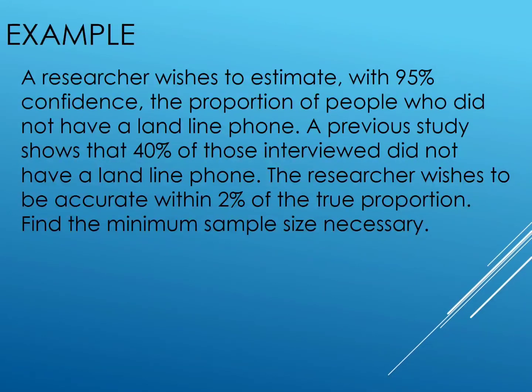So here's an example. A researcher wishes to estimate with 95% confidence, so I'm going to use my 95% to find my critical z, the proportion of people who did not have a landline phone. A previous study shows that 40% of those interviewed did not have a landline phone. The researcher wishes to be accurate within 2% of the true proportion. So within 2%, that is my margin of error, and 2% is 0.02, because you have to divide by 100. Find the minimum sample size necessary.